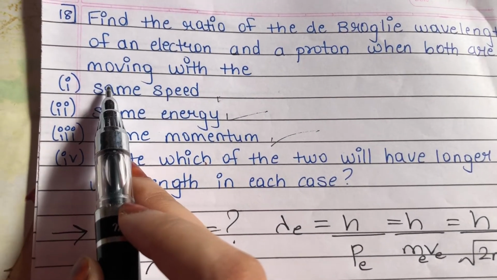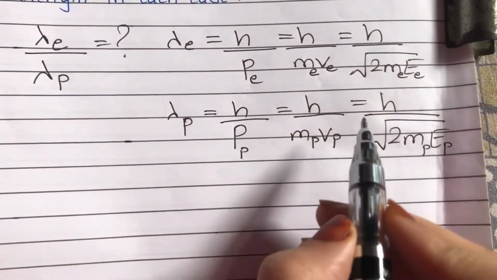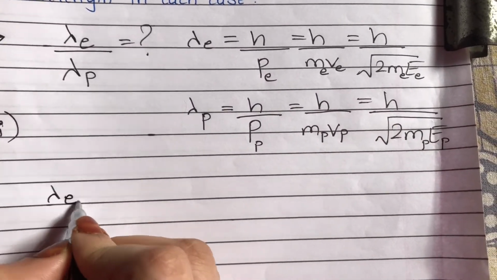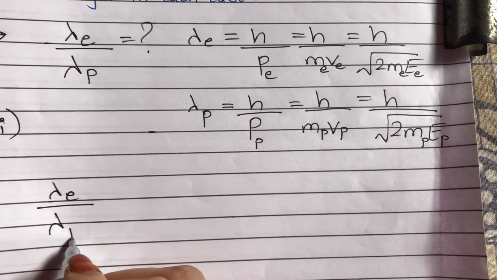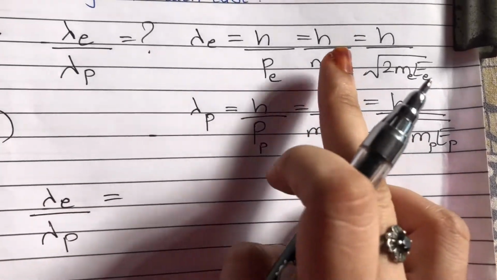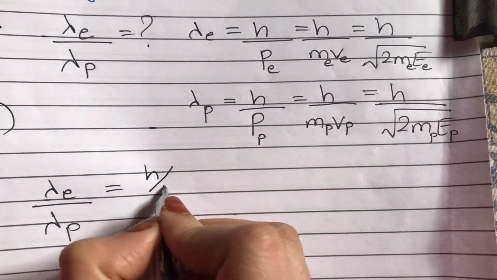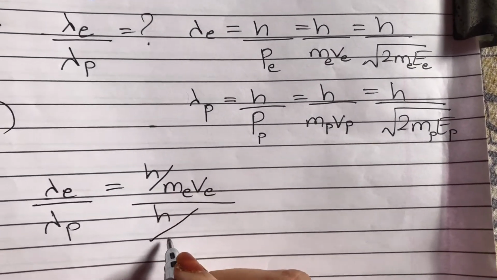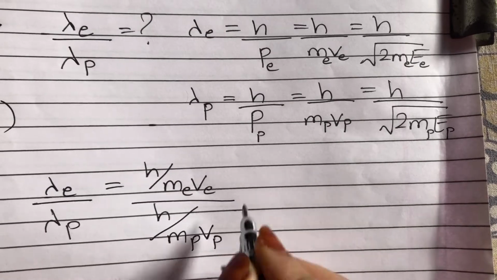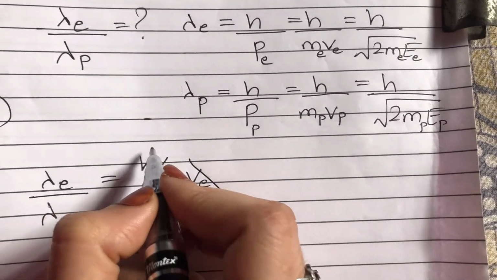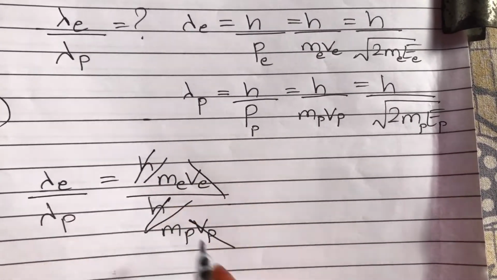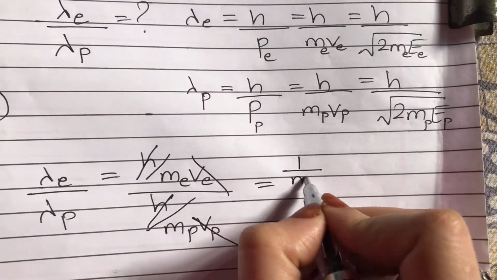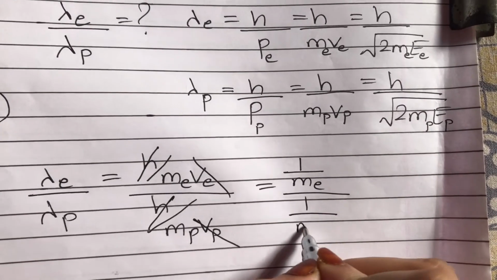First, same speed. You can use this formula because this formula has speed. So de Broglie wavelength of electron upon de Broglie wavelength of proton. For electron, we'll be using h upon mass of electron, speed of electron, upon h upon mass of proton, speed of proton. So speed and speed get cancelled. This is Planck's constant, that gets cancelled. So what we have now: 1 upon mass of electron upon 1 upon mass of proton.